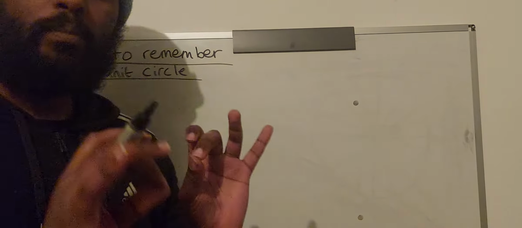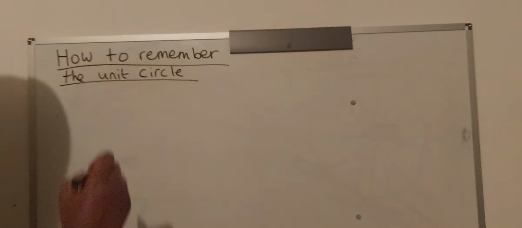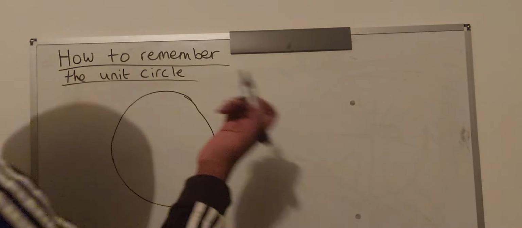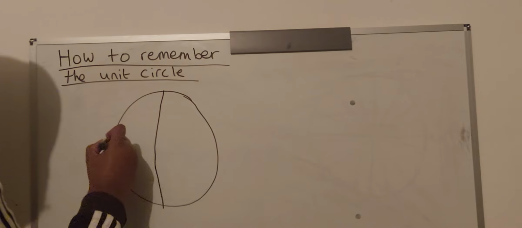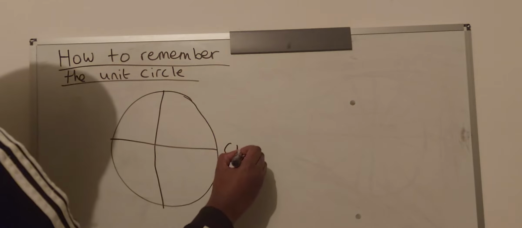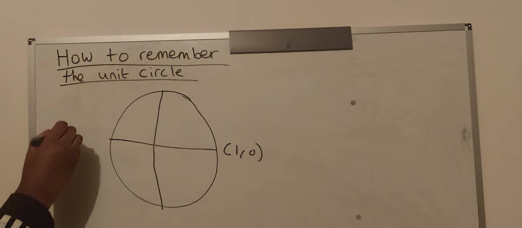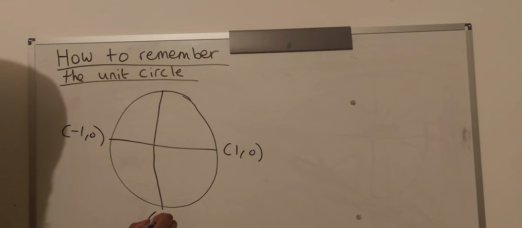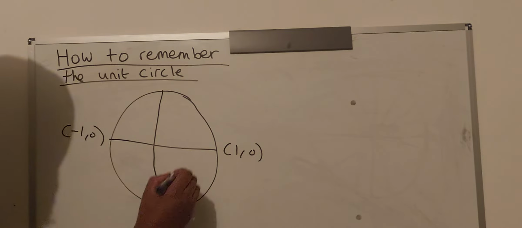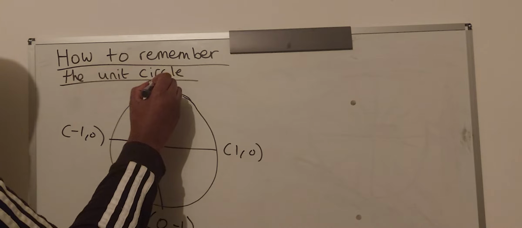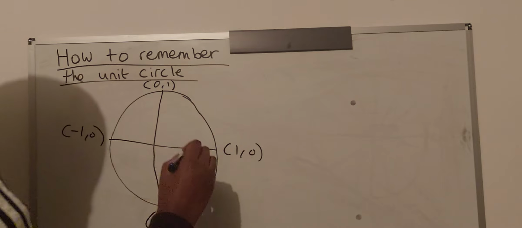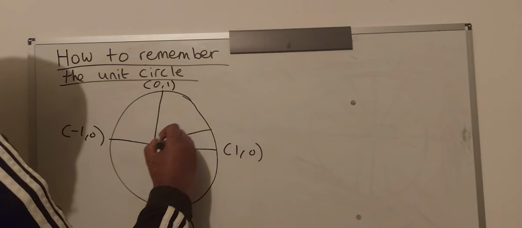Here's how you remember the unit circle, guys. The first step is this. First, you draw the circle, which is obvious because it's a circle. Then you notice that this is (1, 0), this is (-1, 0), this is (0, -1), and this is (0, 1). That's 100% correct.